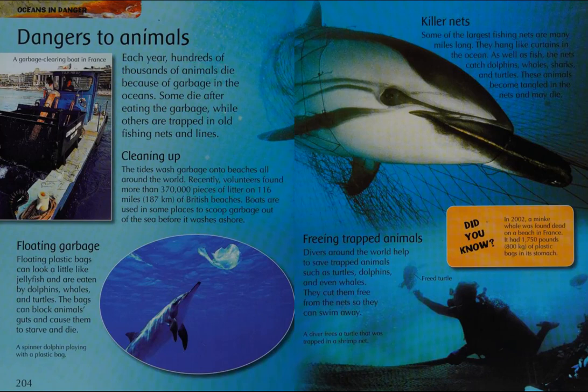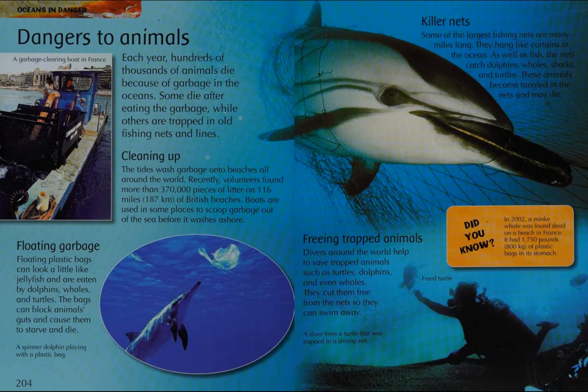Cleaning up. The tides wash garbage onto beaches all around the world. Recently, volunteers found more than 370,000 pieces of litter on 116 miles, 187 kilometers, of British beaches. Boats are used in some places to scoop garbage out of the sea before it washes ashore. A garbage clearing boat in France.